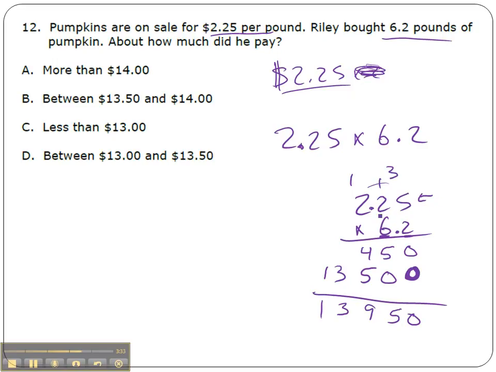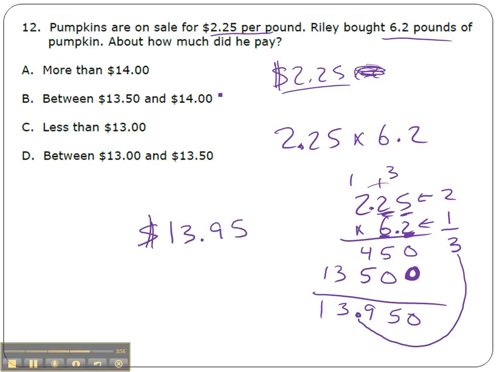Then we need to consider our decimals at this point. How many decimal places in this factor? There are 2 digits after the decimal, so 2 decimal places. How many decimal places in this factor? There's only 1 digit after the decimal in this factor. So there should be 2 plus 1 or 3 decimal places in our product, which means we need to place our decimal right there. And if we think of it in terms of money, that would just be $13.95, which would make answer choice B the correct answer.